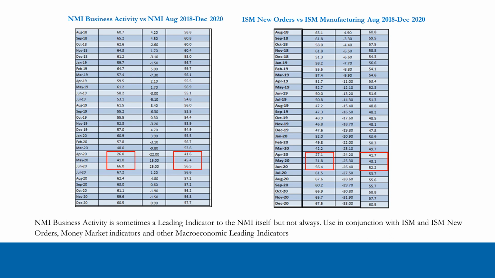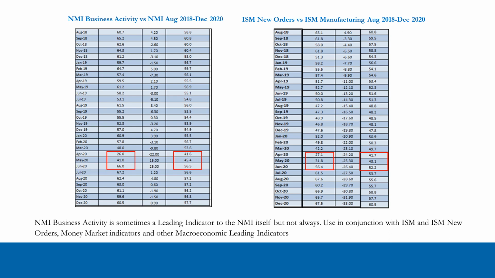And then if we look at both business activity and NMI from August 18 to August 19, which is the period we looked at previously when we looked at manufacturing data, you can see a general decline in both. But what's interesting is that business activity in August 19 was 61.5, and the NMI composite was in the mid 50s. So in August 19, it was 56.